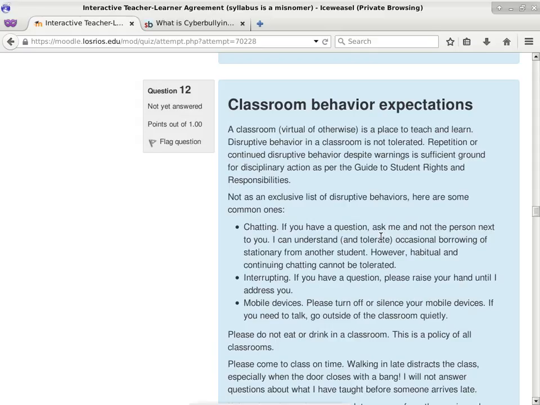Other stuff, I can usually just go like, that's okay. Falling asleep, it's not a problem for me. Okay, so just no disruptive action. That would include chatting. Sometimes I understand. Occasionally you want to borrow a piece of paper from your neighboring student, or you run out of lead on your pencil. That's okay. I can certainly understand that. It's the habitual type of chatting that I have a problem with. Okay.